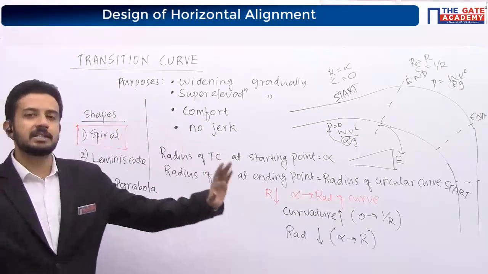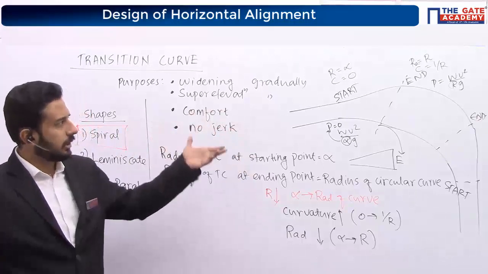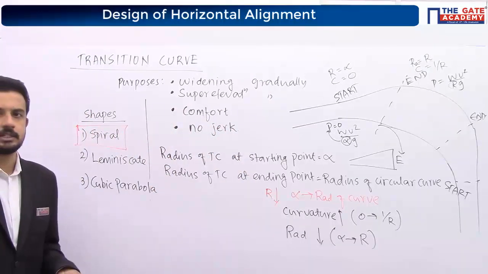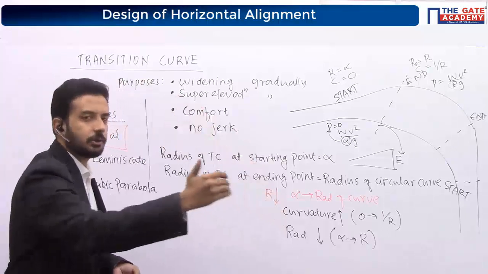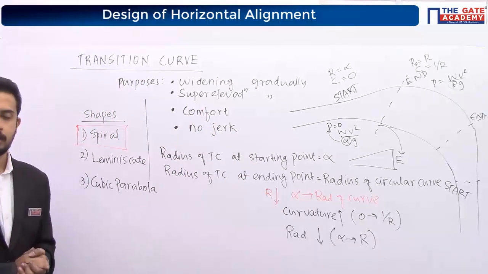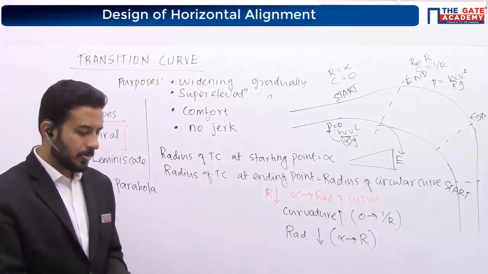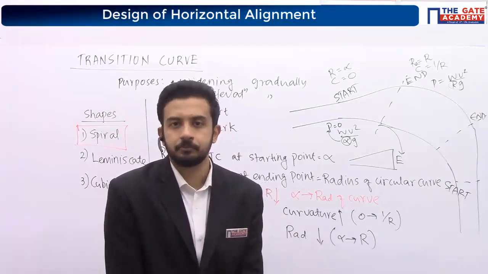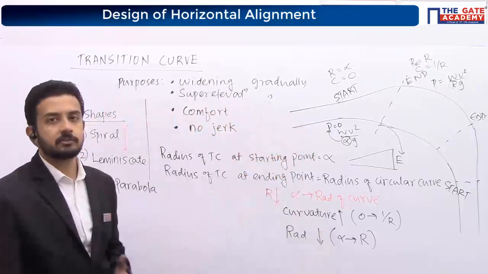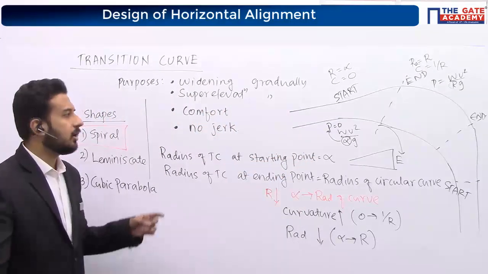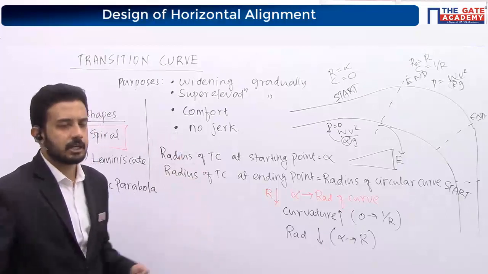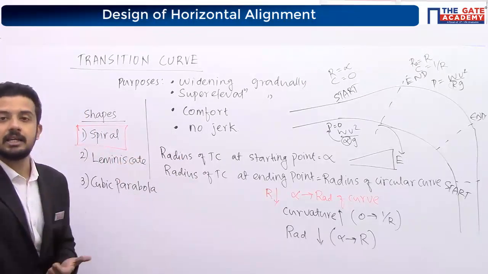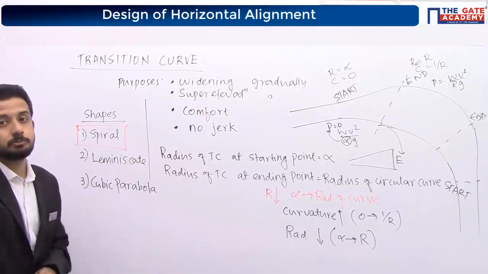A lot of things are going to change. Radius is changing, centrifugal force is changing. But the rate at which it changes will be constant. What is the advantage of that? All the calculations and the designing will be easy. If the rate of change is constant, then all the calculations and the design process will be easier. That's why we say the ideal shape of a transition curve is spiral.